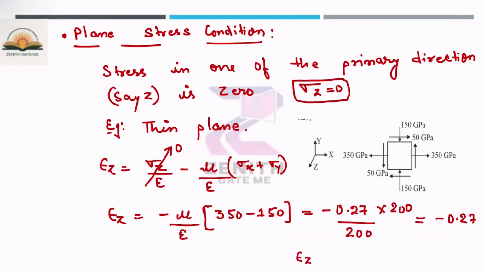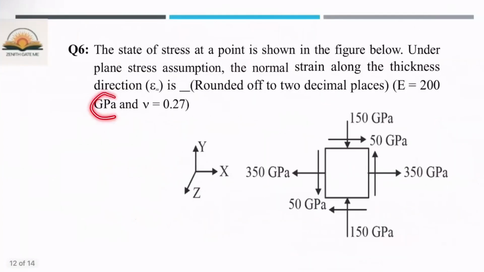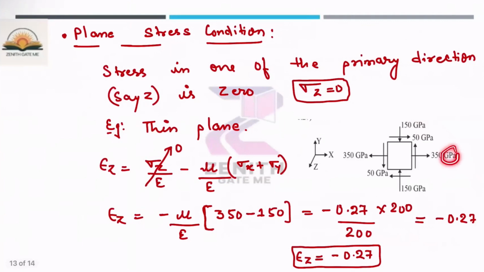So the correct answer for this question is the strain z is minus 0.27. So this is the correct answer. Okay. So most of the students can make the mistake here because these values are given in the gigapascal. And the Young's modulus is also given in the gigapascal. So what they will do, they will convert this gigapascal into megapascal. But you know that the stress value as well as the Young's modulus are given in the gigapascal only. So then there is no need to convert. So the correct answer for this question is minus 0.27.